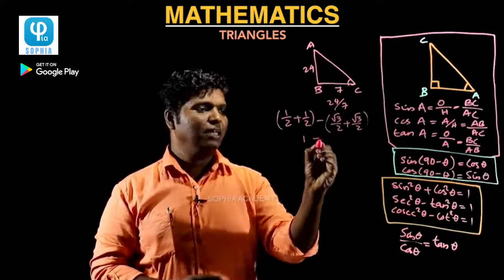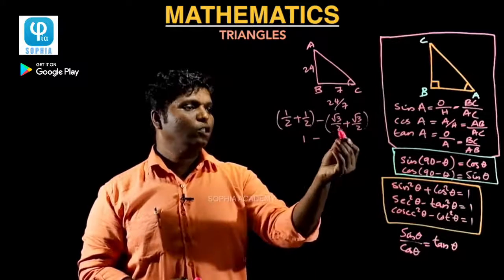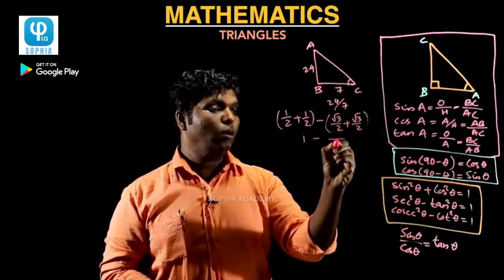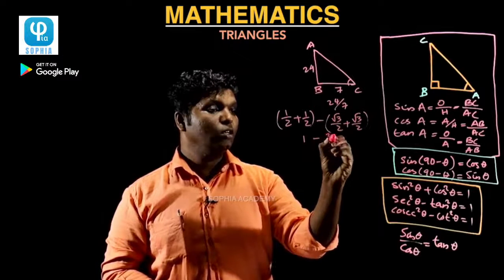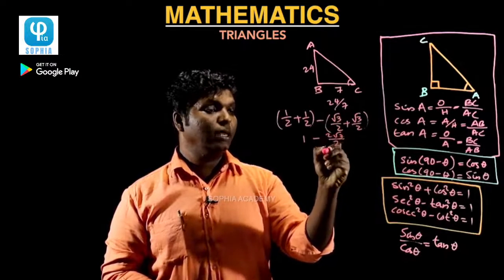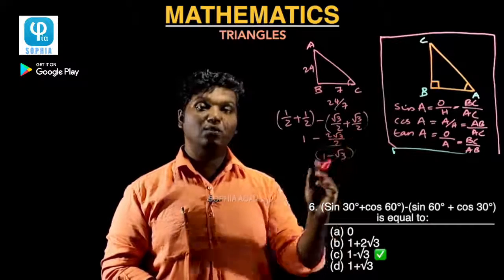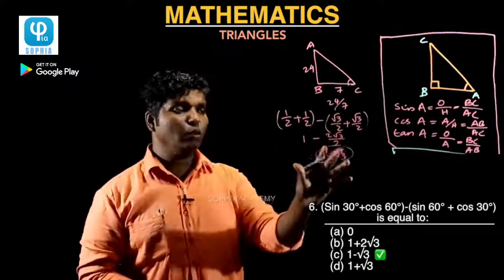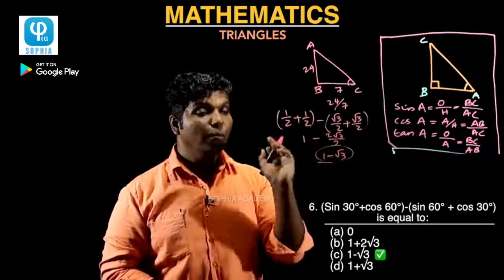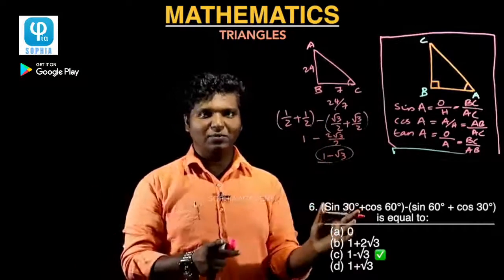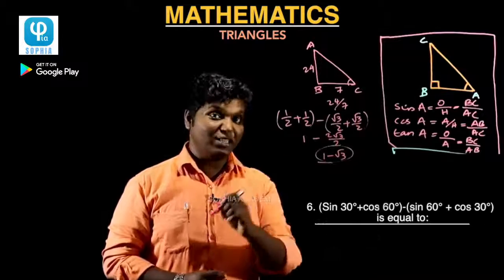That's it. Minus. Here you can take like that, 2 and 2 are common. Root 3 plus root 3 is 2 root 3, and 2 and 2 will cut. 1 minus root 3 is the answer. So you will choose 1 minus root 3 as the answer. So like this, if you know the values, straightforward, put the values inside and you can solve that one. It's so easy. Going to the next question.